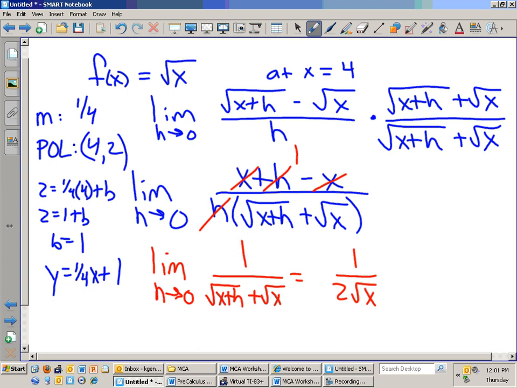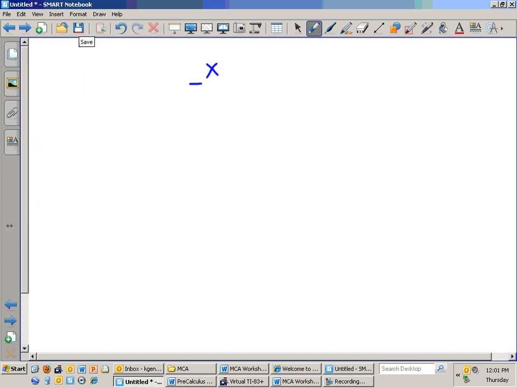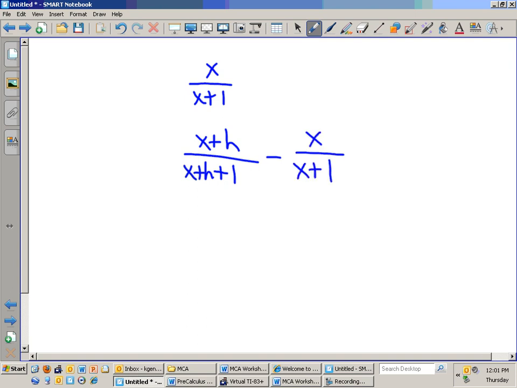I'm not going to do an example like the next one, but what if we had complex fractions? What if we had x over x plus 1? Really quick, I'm not going to do this whole thing all the way out, but if you have x over x plus 1, remember, we have x plus h over x plus h plus 1 minus x over x plus 1, all over h. You have to find common denominators in the top. It's a little bit of algebra.